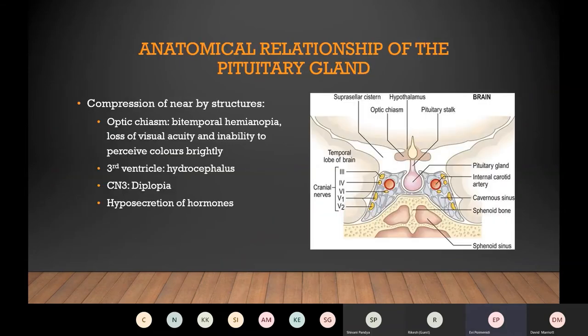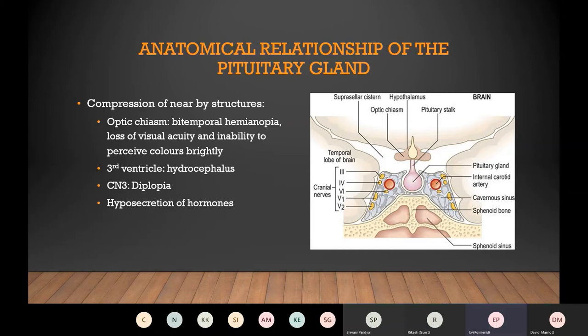Now, I know it's a bit boring, but we also have to talk a little bit about the anatomical relationships of the pituitary gland. Superiorly, as you can see here on the image on the right side, lies the optic chiasm, the hypothalamus, and the third ventricle. Anterior and inferior, we have the sphenoid sinus and the sphenoid bone. Posteriorly lies the midbrain and the pons. And laterally, we have the cavernous sinus that contains the internal carotid artery, cranial nerve 6, and then a little bit more laterally, we have cranial nerves 3, 4, and the first and second parts of the trigeminal nerve.